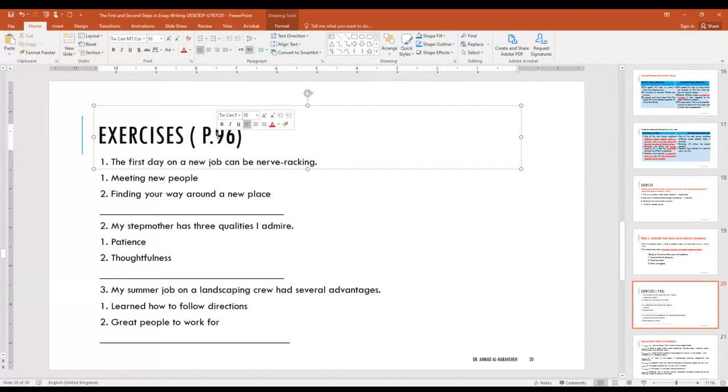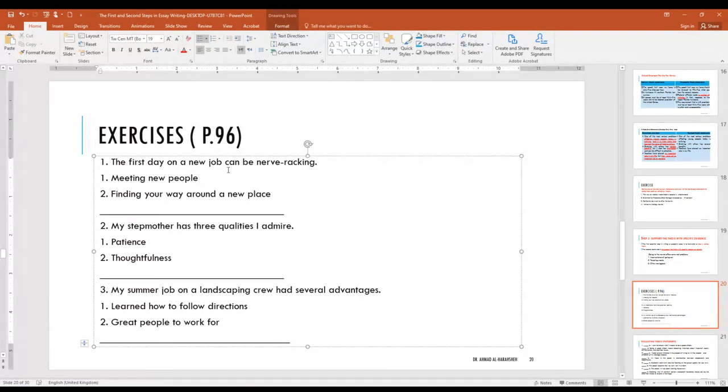Now, this is an exercise. "The first day on a new job can be nerve-wracking." This is the thesis statement. Now, the supporting details: meeting new people, finding your way around a new place. What else? Give me another point. You have two points: meeting new people, finding your way around a new place. Number 3. Give me suggestions.